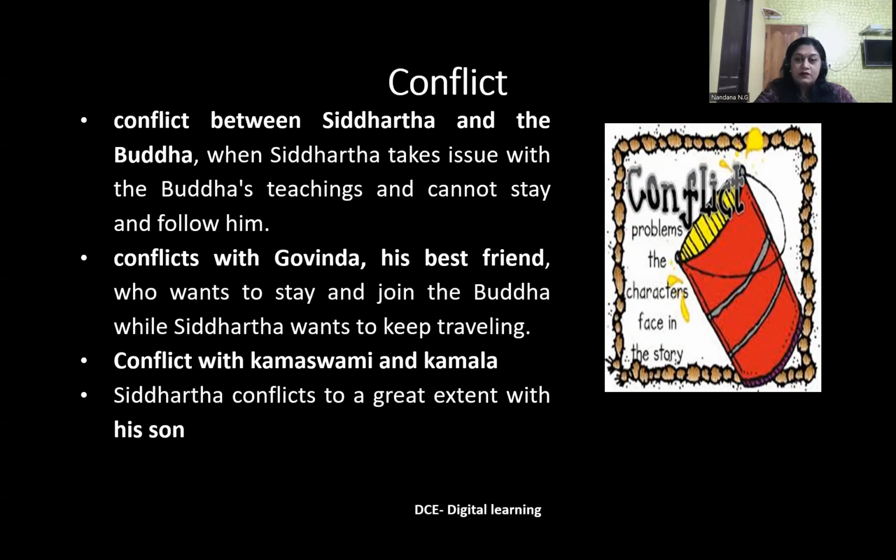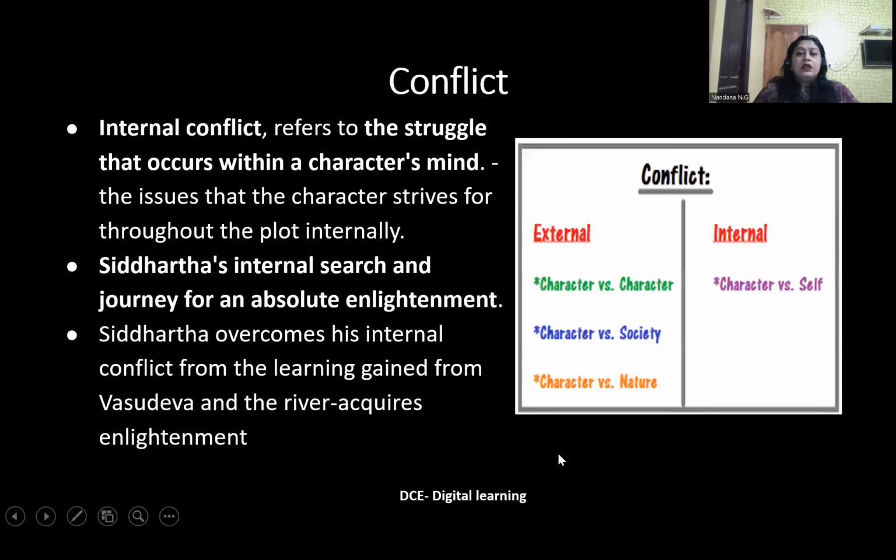Later in the novel, we see the conflict that occurs with Kamaswami and Kamala, the two characters who symbolize materialistic aspects. Siddhartha later conflicts to a great extent with his son. So all these are the multiple external conflicts. Internal conflict. Internal conflict refers to the struggle that occurs within a character's mind or the issues that the character strives for internally throughout the plot.